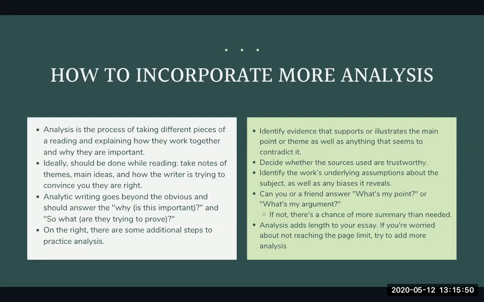Identify the work's underlying assumptions about the subject, as well as any biases it reveals. Every writer has pre-existing thoughts and ideas when they're writing their essays and articles. They're writing to prove a point, and they're writing for a certain audience. How does that affect the way that they've constructed their argument? That could be a good talking point in your essay.